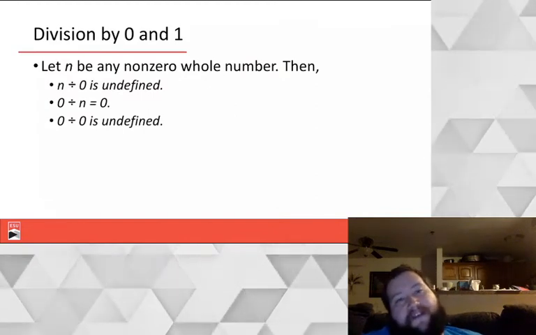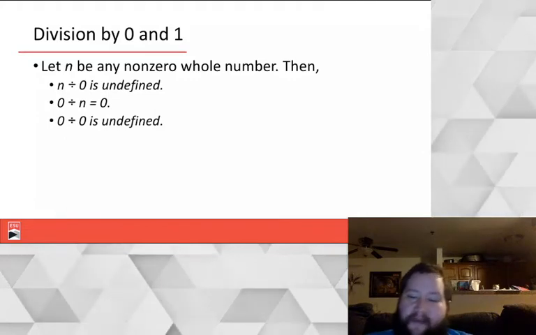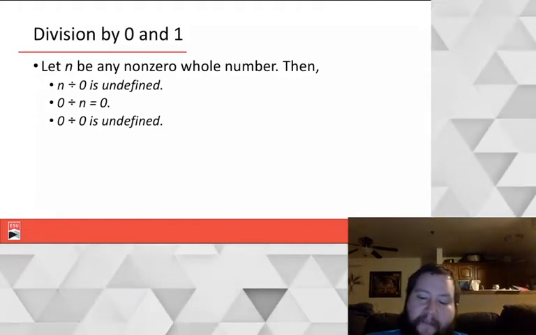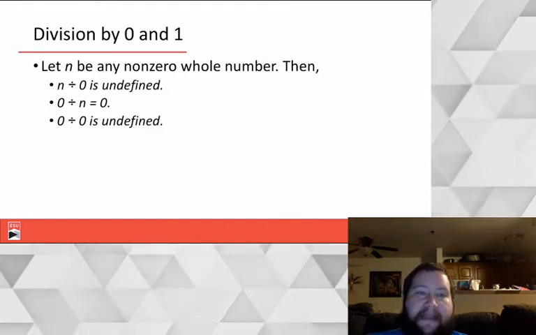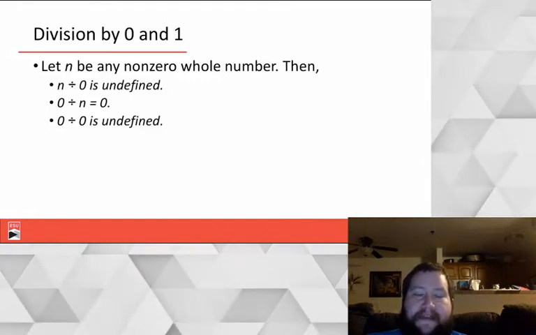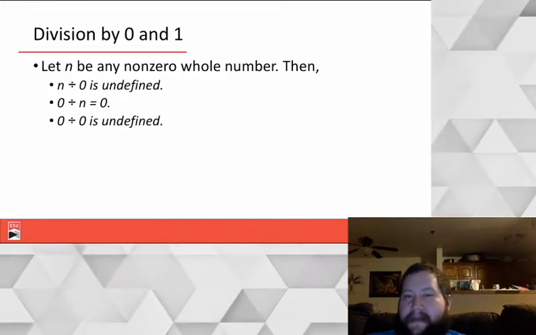So some special things: division by 0 and 1. I only have 0 on this slide, so I'll add 1 by hand. Let n be any non-zero whole number, then n divided by 0 is undefined. Now why? Why is n divided by 0 undefined?